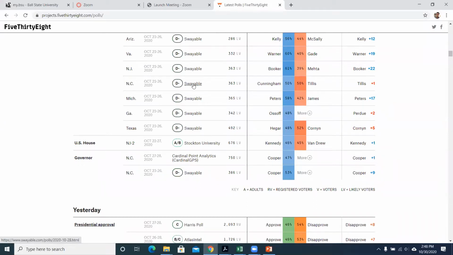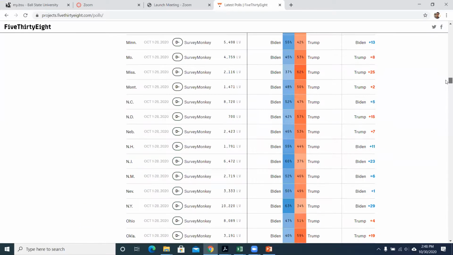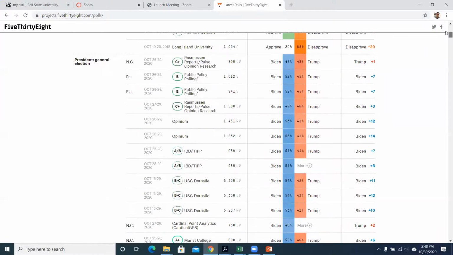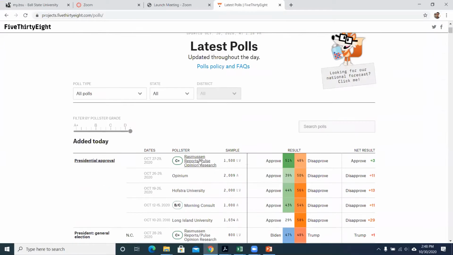When you start looking at this, they have these low grades, like Swayable, and then there's another one, SurveyMonkey. All these are online surveys, right? So if you're not getting it from a place like some of these colleges will do, or these organizations, what do you think might be a problem if you're looking at those online surveys? Who's put them out, for sure, but even more so, who's going to be responding?